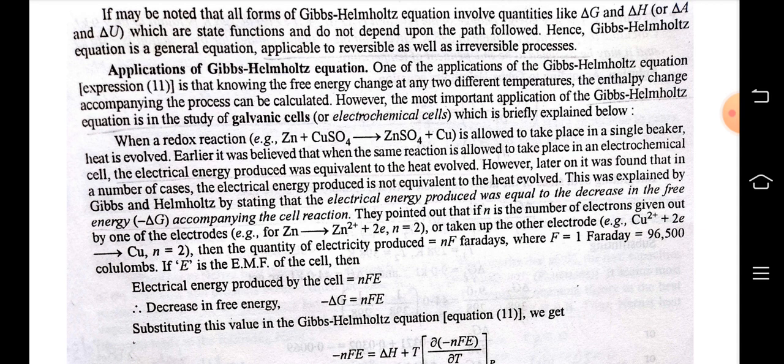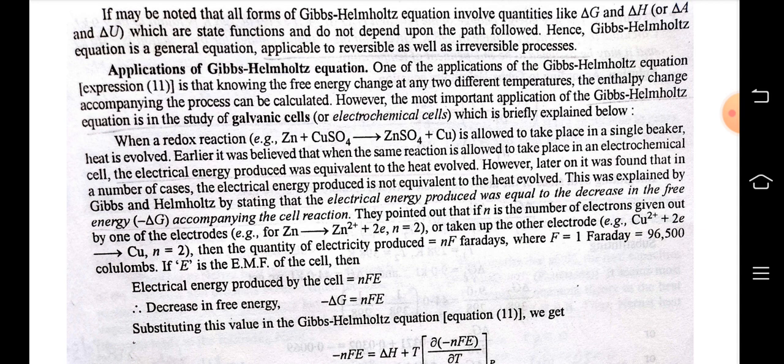Application of Gibbs-Helmholtz equation. The most important application of the Gibbs-Helmholtz equation is the study of galvanic cell. When a redox reaction is allowed to take place in a single beaker, heat is evolved. Earlier, it was believed that when the same reaction is allowed to take place in an electrochemical cell, the electrical energy produced was equivalent to the heat evolved.